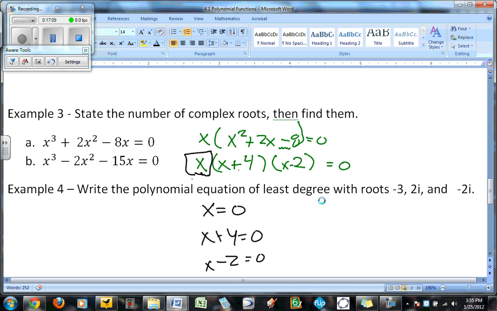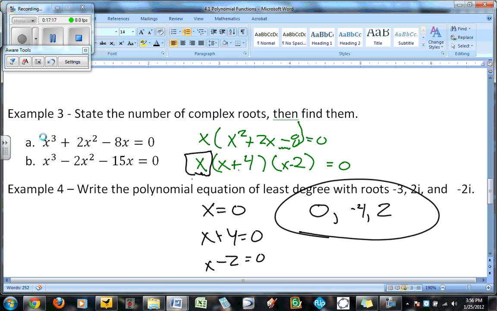So our roots are going to be at 0, at -4, and at 2. So in this case, that graph is going to touch the x-axis at 3 points: at 0, -4, and 2. I'm going to go ahead and let you do B on your own in your notes.